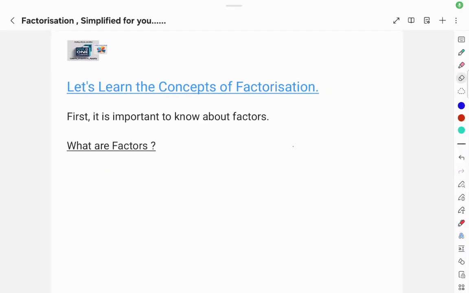Hi students, today let's learn the concept of factorization. Now before we start factorization, let's understand what are factors.